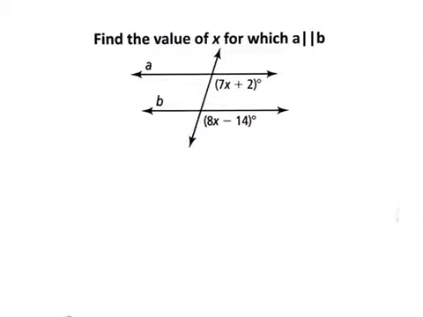Last but not least, we want to do the same thing here. They're assuming A and B are parallel, which makes these two angles corresponding, or in this case, they'd be congruent. So 7x plus 2 equals 8x minus 14. Let's get our x's on one side. We'll subtract 7x from both sides. So I got x minus 14 equals 2. Then I'll add 14 to the other side, and I get x equals 16.